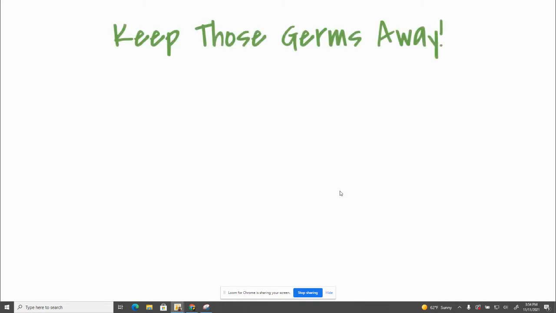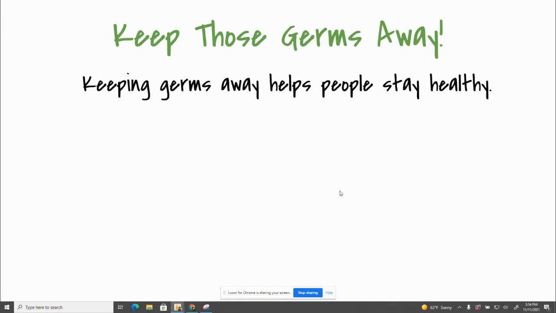This week, we have been researching how to keep germs away. A few days ago, we used a map to help us organize our ideas. And yesterday, we began by making a title that was going to grab our readers and creating our topic sentence, our central idea. Keeping germs away helps people stay healthy.